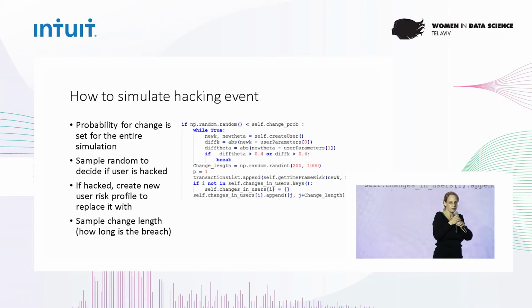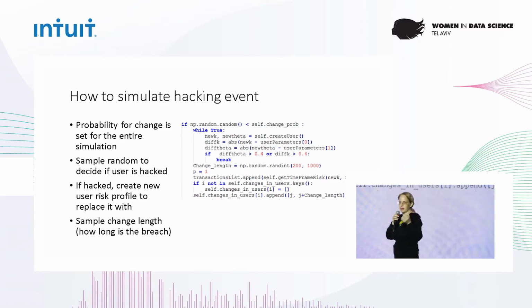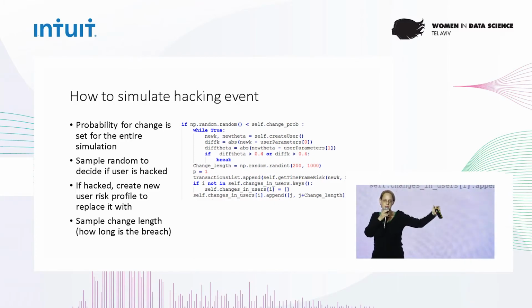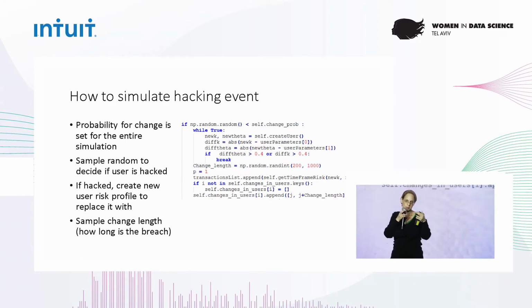At each round, for each user, we flip an uneven coin that will say whether this user was hacked or not. If the user was hacked, then we sample the length of the event, because we said it's a continuous event. It's not just a one-time thing. And for this length of event, we would sample new parameters for a new distribution, and all the hourly risk scores will be sampled from this new distribution.